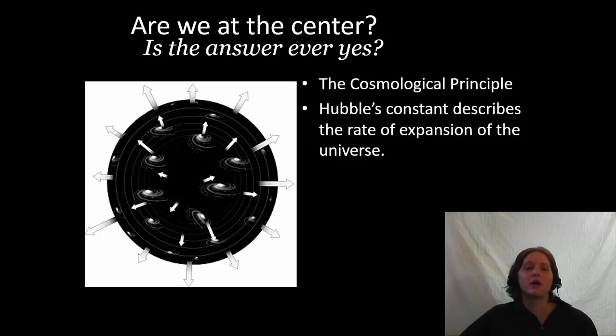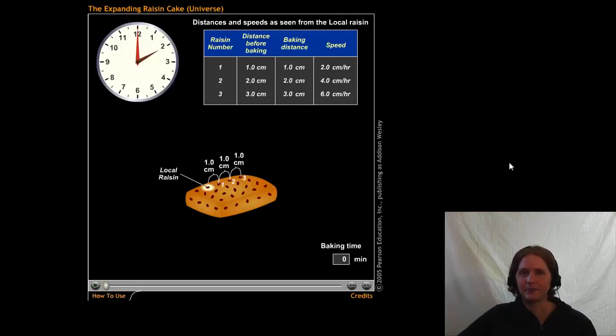So how can we explain what Hubble found without being the center of the universe? We basically say that the universe is expanding. And the Hubble constant tells us how fast the universe is expanding. So let's explain this. Here is some raisin bread. It's the analogy every astronomy professor in every astronomy book uses.